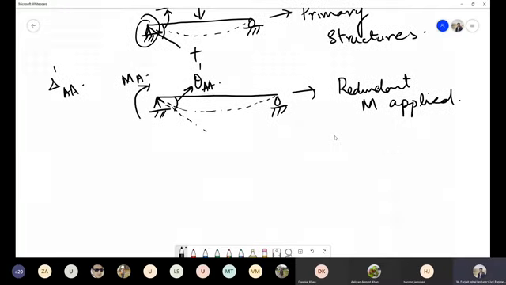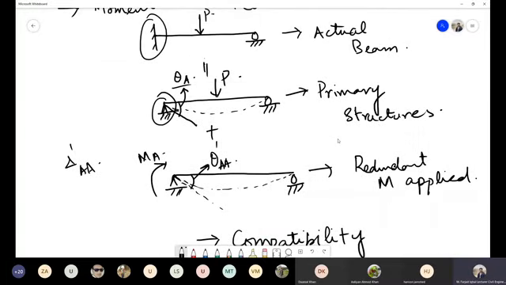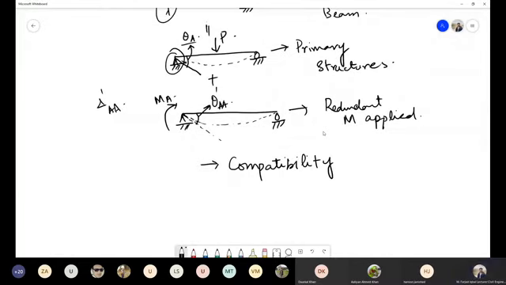So now let's write our compatibility equation. If I look at my original structure or actual beam, there is no deflection at this particular point, so I will write 0. In this beam we have this rotation theta A due to this applied load, so I will write theta A, and in this third beam I have this rotation theta dash AA due to this moment MA. So I will write over here theta dash AA.